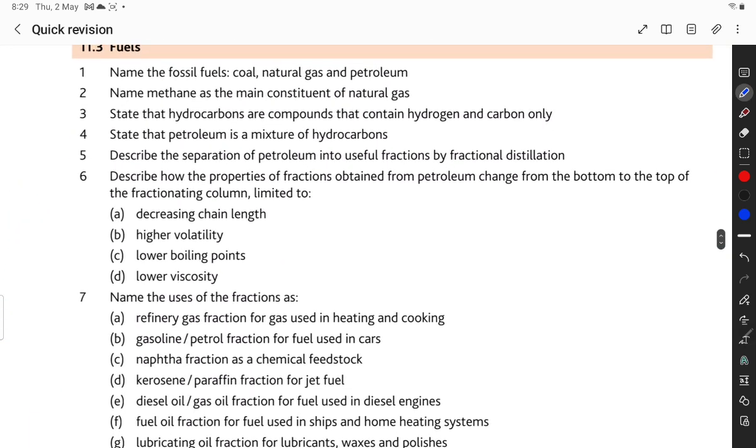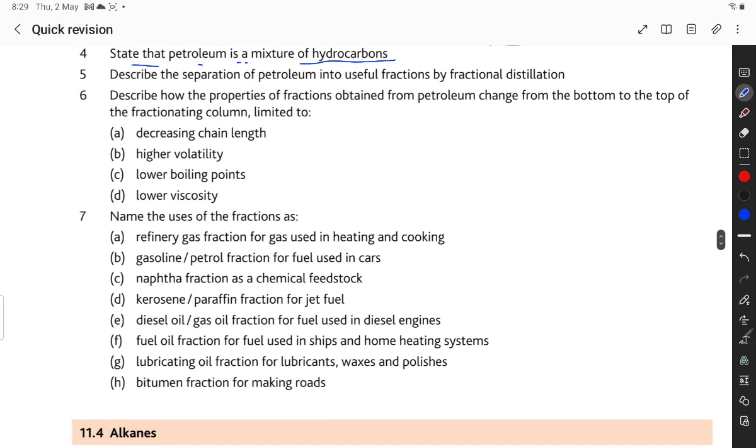Fuels. Name the fossil fuels: coal, natural gas, and petroleum. Name methane as the main constituent of natural gas. State that a hydrocarbon is a compound that contains hydrogen and carbon only. State that petroleum is a mixture of hydrocarbons. Describe the separation of petroleum into useful fractions by fractional distillation. This is a very common question, important. Please learn this topic by heart.